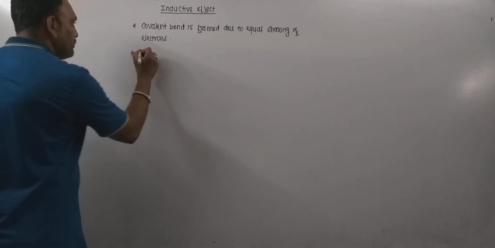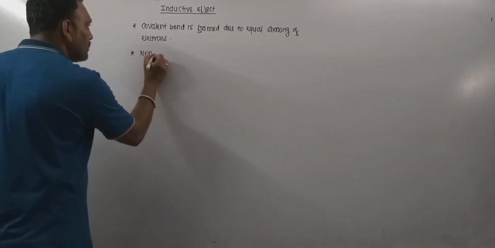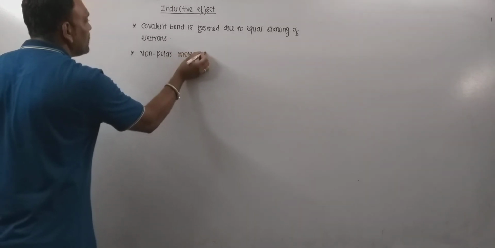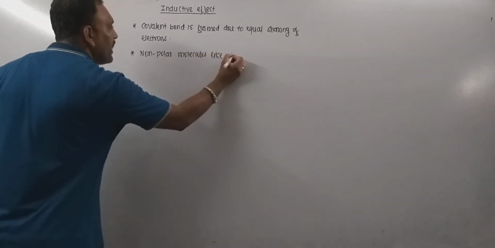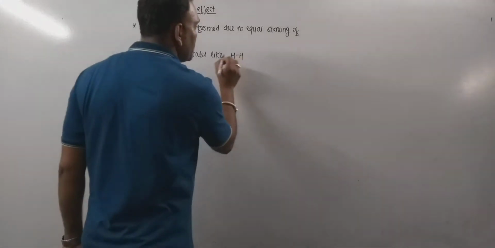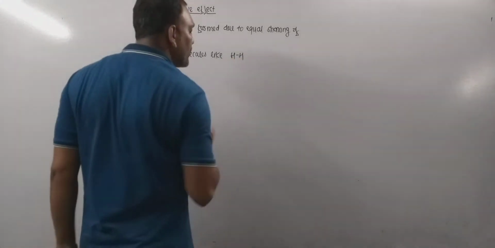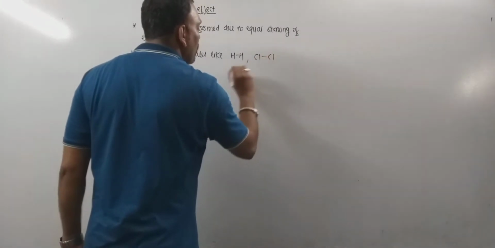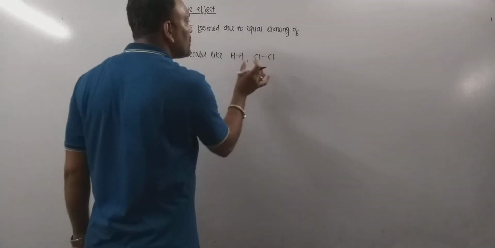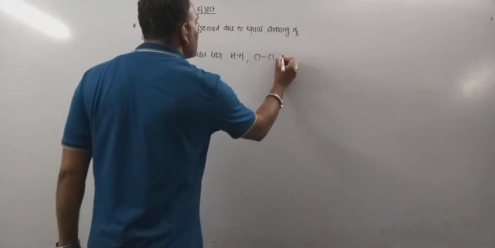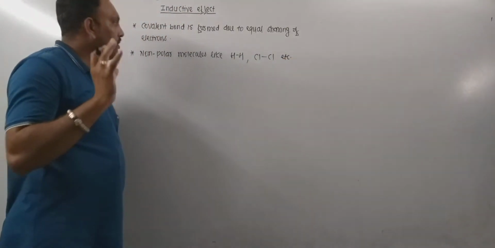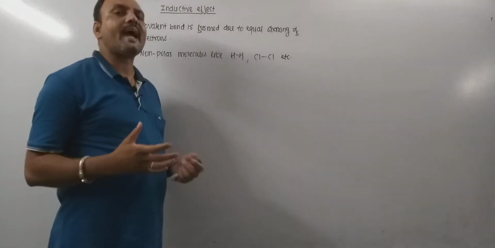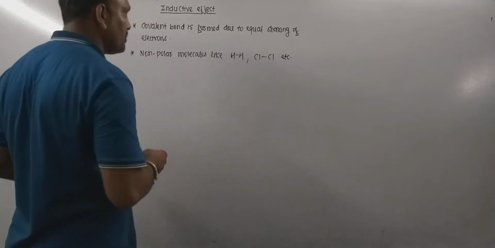For example, non-polar molecules like HH, that is H2. This is a covalent bond between two hydrogen atoms, which are like atoms. Another example that can be given is chlorine, Cl2, that is, the bond is between two chlorine atoms, etc. And remember, such non-polar molecules are very difficult to get attacked by charged reagents.